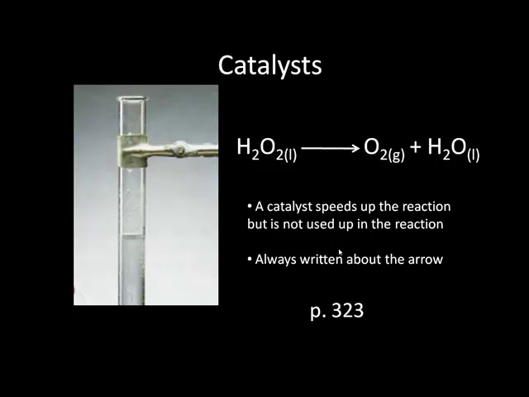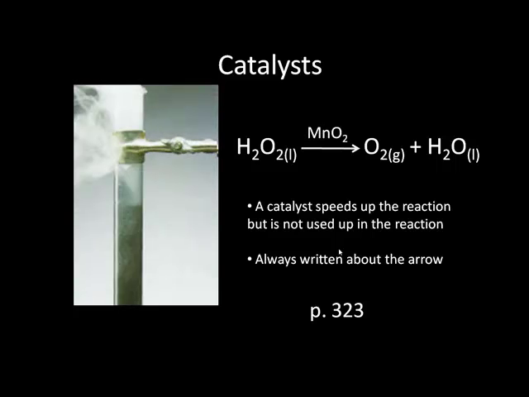The substances that we use to give the reaction a little help are called catalysts. The picture shows a test tube with hydrogen peroxide. As you can see, not much is happening. If we add a little manganese 4 oxide as a catalyst, we see that the reaction happens much more quickly. Catalysts are not products nor reactants, and they don't get used up in the reaction. They are usually shown over the arrow of the reaction. There's a full list of all these symbols shown in your book on page 323.